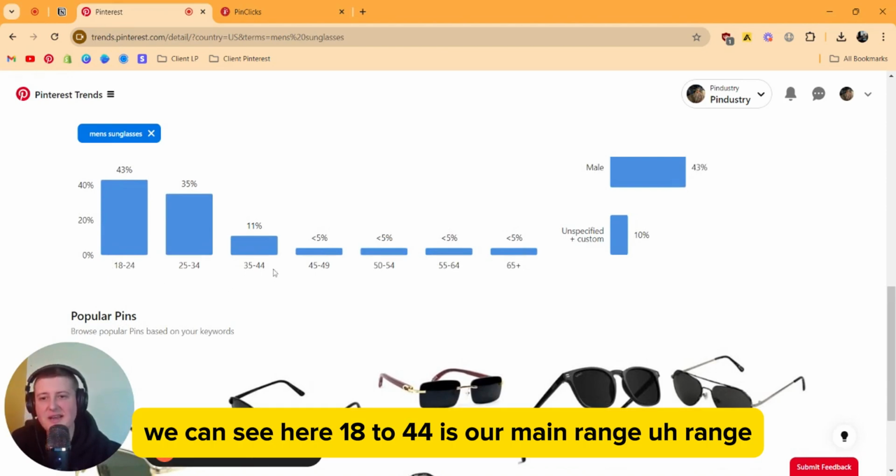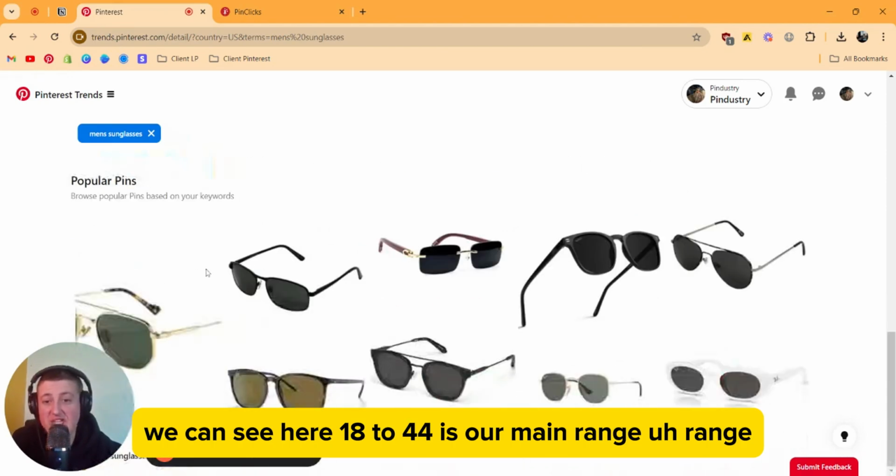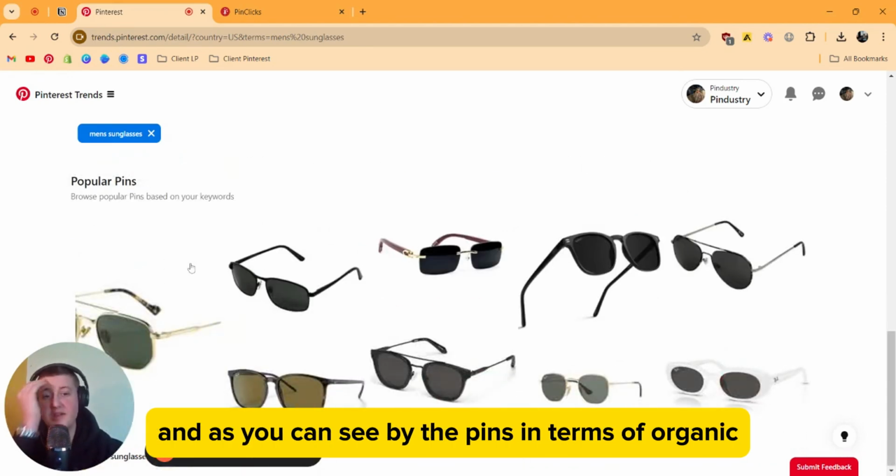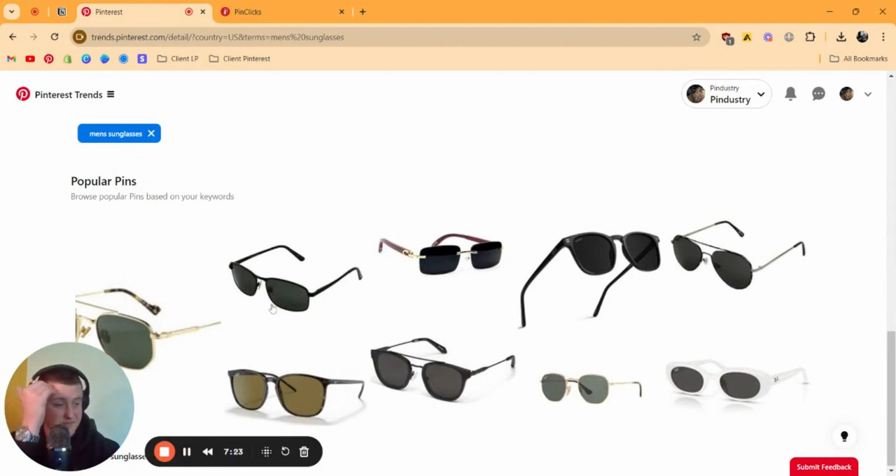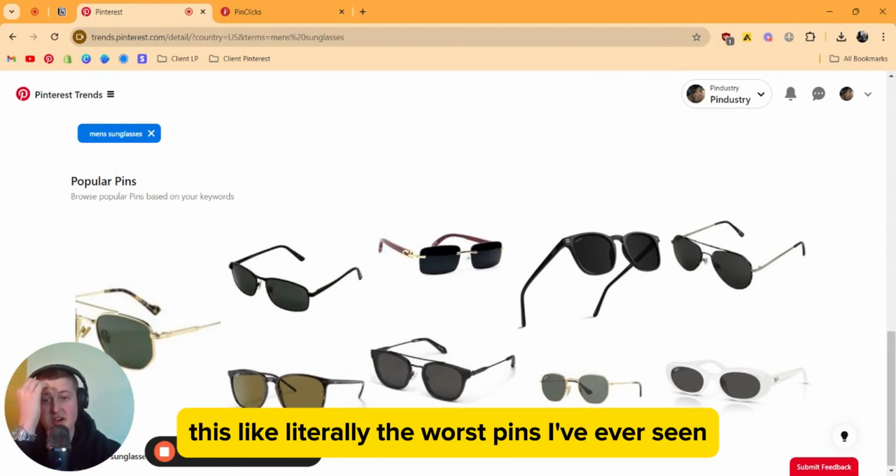You can see here, 18 to 44 is our main range. And as you can see by the pins, in terms of organic, they're like literally the worst pins I've ever seen.